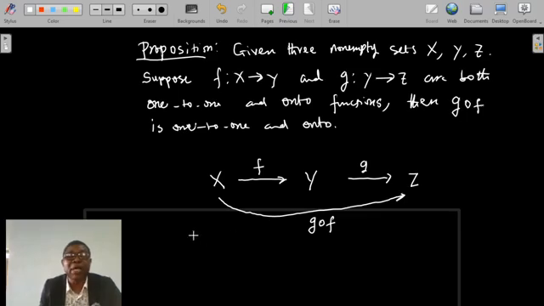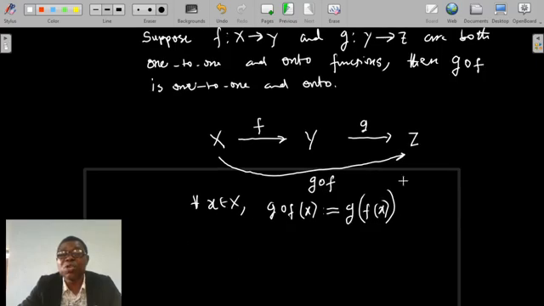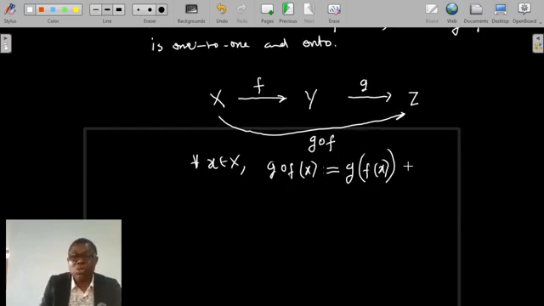denoted by g∘f. This by definition means that for any x we pick in X, (g∘f)(x) is nothing but g acting on f(x). So that is the composition. That is what the composition is all about, and we know this from elementary mathematics. So what we are saying is that once f is one-to-one and onto, and g is one-to-one and onto, then this composition will also be one-to-one and onto. Now, the proof of this follows as I'll present.